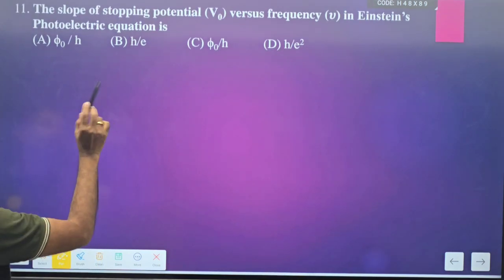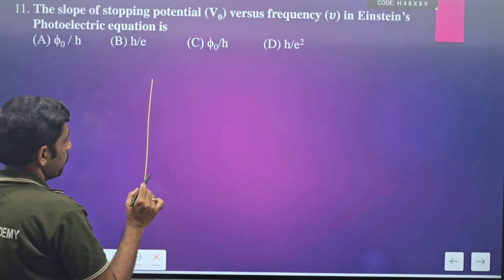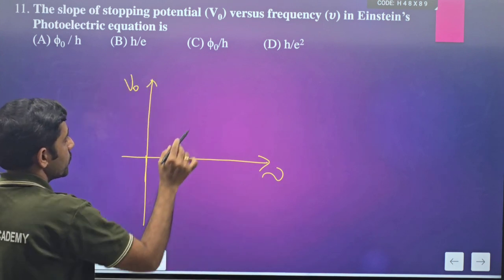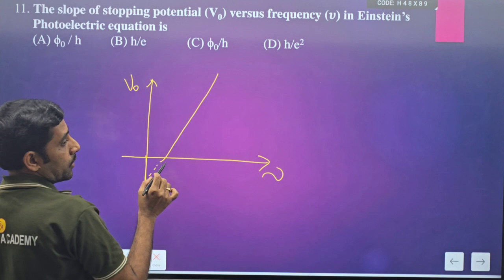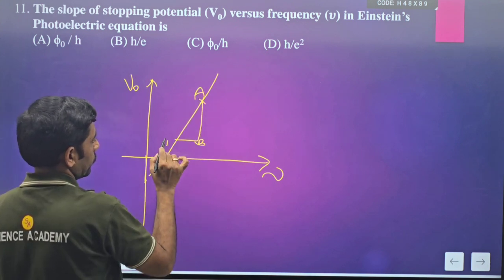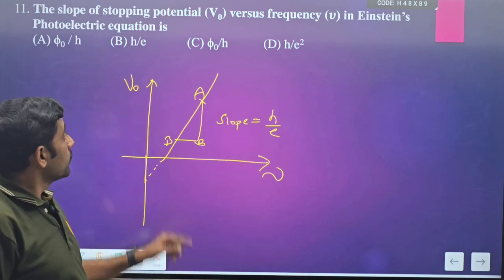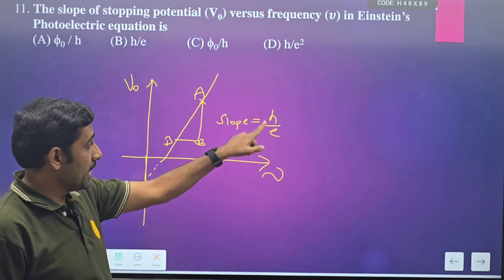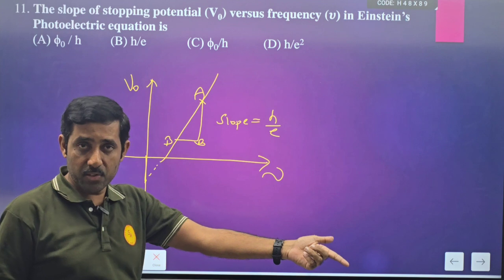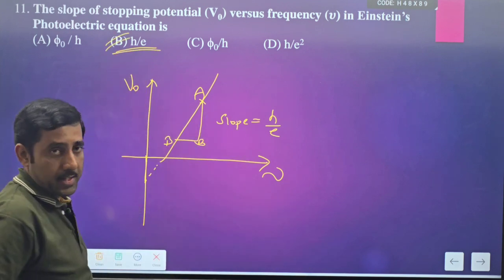The slope of stopping potential versus frequency in Einstein's photoelectric equation is, if you plot a slope for frequency versus stopping potential, it will give you h by e. For stopping potential versus frequency, it is h by e. If it is kinetic energy versus frequency, simply h, Planck's constant. Got it? So which one is the right answer? h by e is the correct answer.